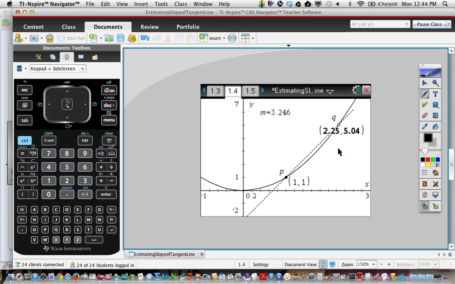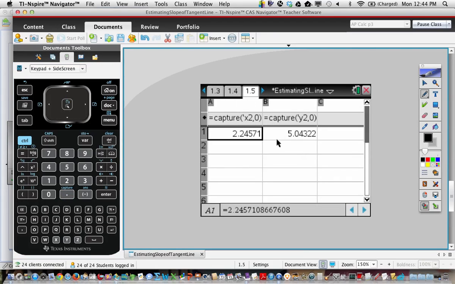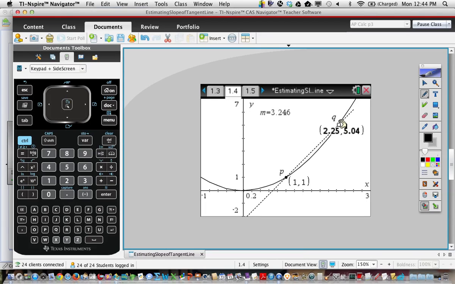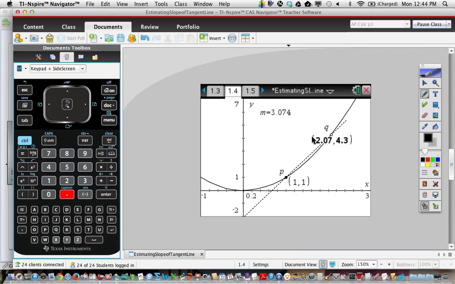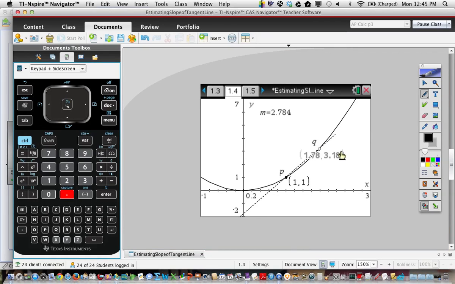Now we're going to hit Control period, or decimal point. Let's go to the next page real quick. What happened is it grabbed the coordinates of that Q point and put them there. Now let's arrow back to the previous page, the graph again. Now we're going to grab that point, move it a little bit closer, and hit Control period. Then we're going to move it a little closer and hit Control period. We're just going to keep doing that until we get closer and closer.